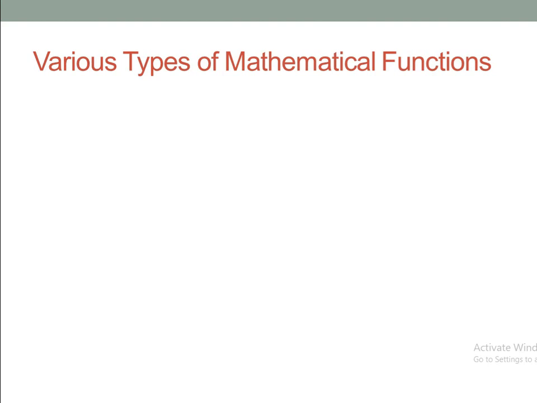Now we are going to learn about various types of mathematical functions. We have learned about one-one function, onto function, bijective function. Also we have learned about identity function and also constant functions. We are going to categorize the functions from another point of view. Some functions are called algebraic function, such as 2 minus x divided by 3x minus 2.